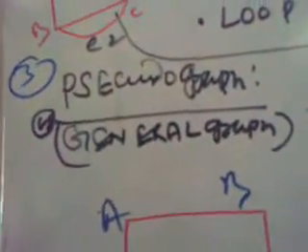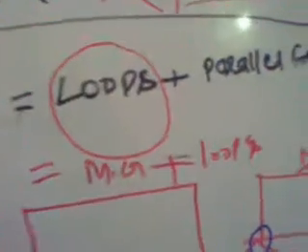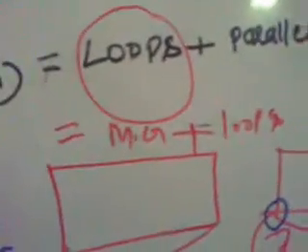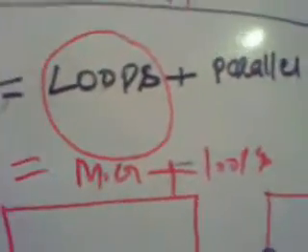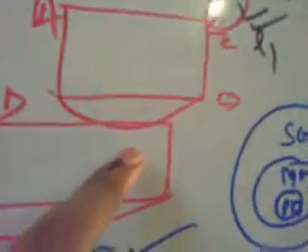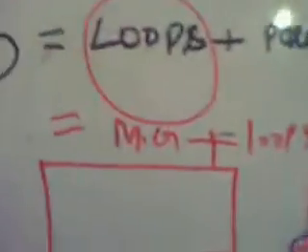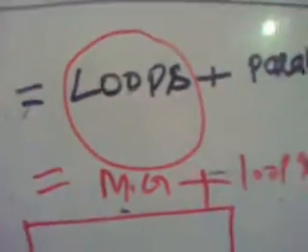Now pseudograph: what is a pseudograph or general graph? A pseudograph allows loops as well as parallel edges. If you talk about loops, we can take this graph: this is a loop, this is a loop. Suppose L1 is the loop, and this may be the parallel edge, suppose E1. So we can say that a pseudograph is equal to a multigraph plus loops.